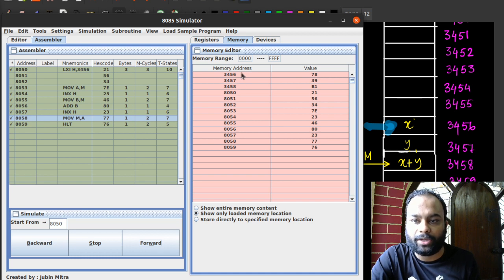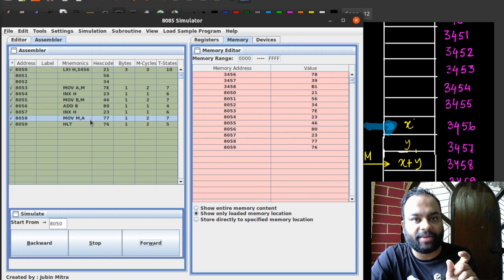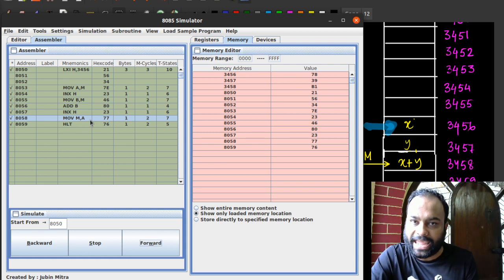Previously we had memory location 3456 and 3457 where we had our data, and through this move m comma a, and by means of incrementing this, we have copied the result from the accumulator onto the memory location 3458, and this is the result. So this is the result of this move operation. This move operation copied the data from the accumulator into M. But what was M? M was just a reference to the memory location 3458.